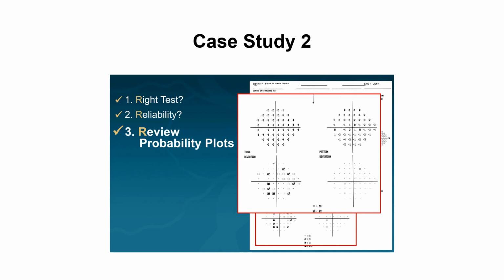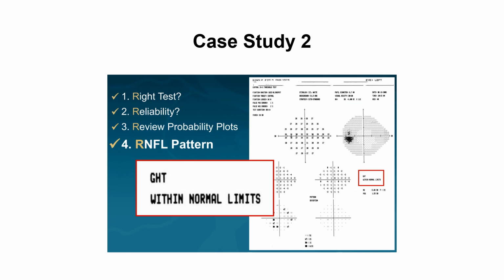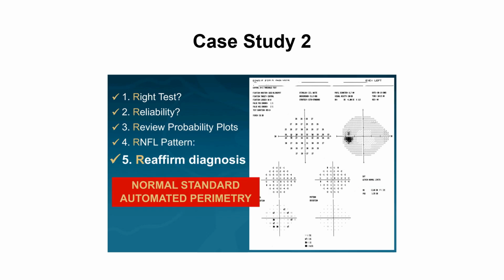You will see that there are some nonspecific changes in the total deviation plot. However, the pattern deviation plot is clear. You will check the retinal nerve fiber layer pattern. You will see that the glaucoma hemifield test is within normal, and you reaffirm the diagnosis. This is normal standard automated perimetry. Okay. So you now understand every point in the printout.